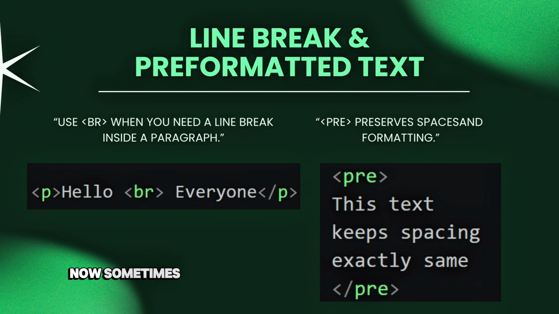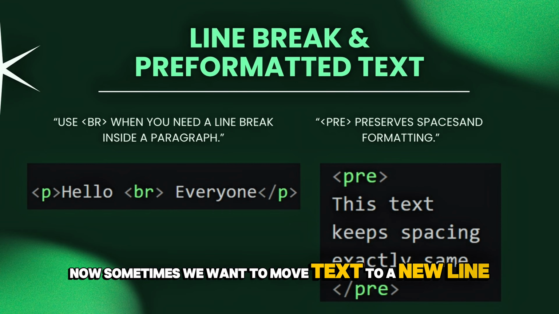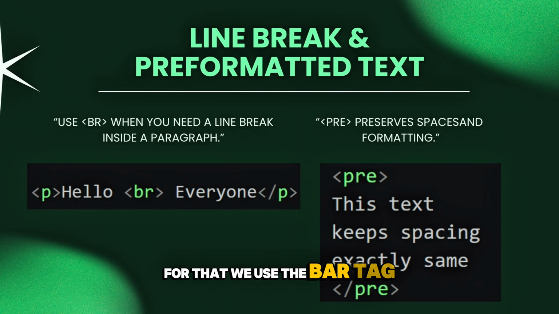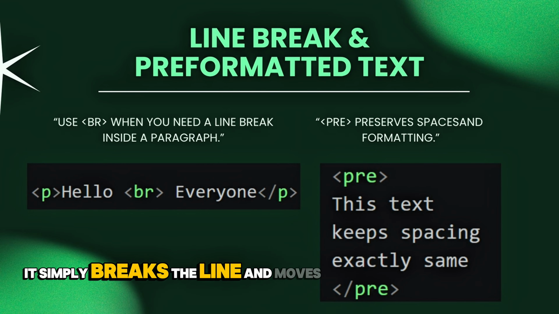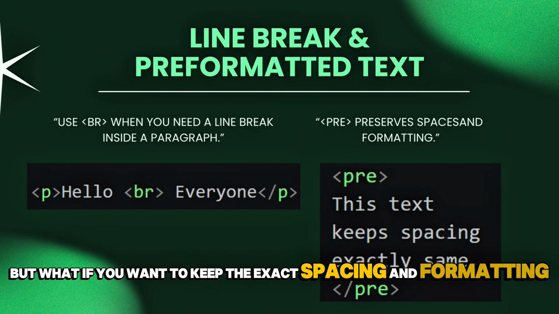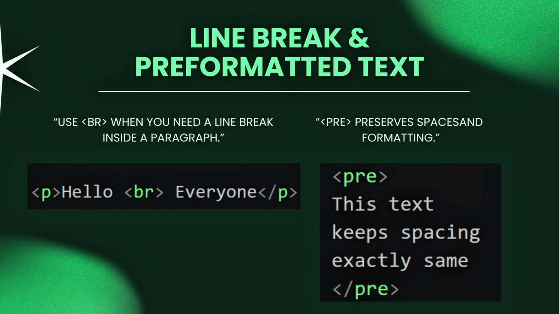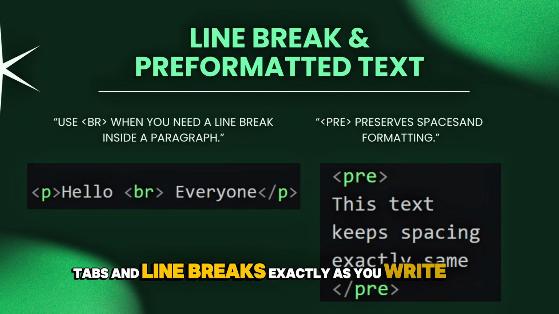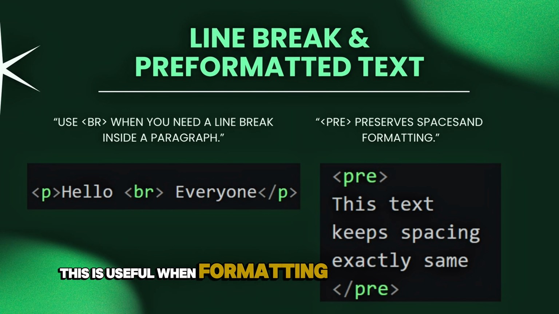Now sometimes we want to move text to a new line. For that, we use the br tag. It simply breaks the line and moves content to the next line. But what if you want to keep the exact spacing and formatting? For that, we use the pre tag. This tag preserves spaces, tabs, and line breaks exactly as you write them. This is useful when formatting is very important, like code or structured text.